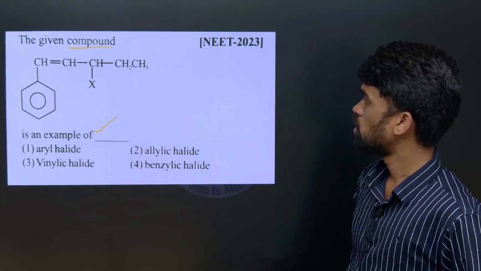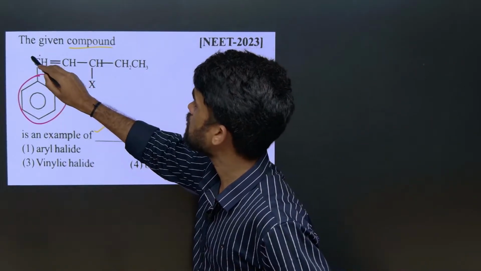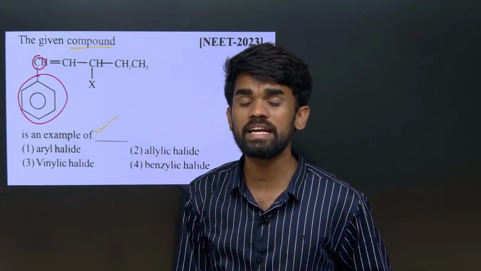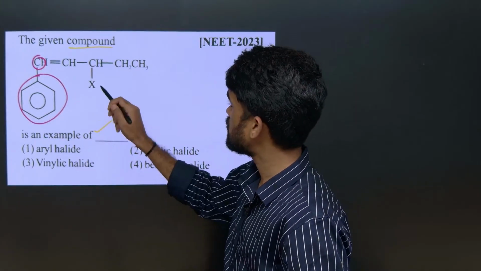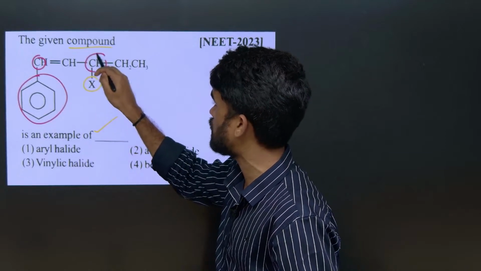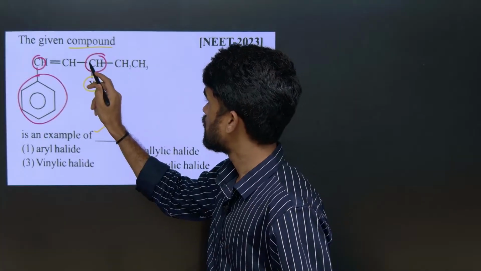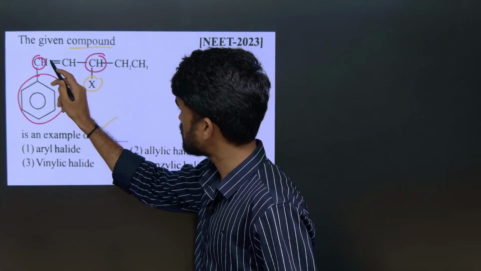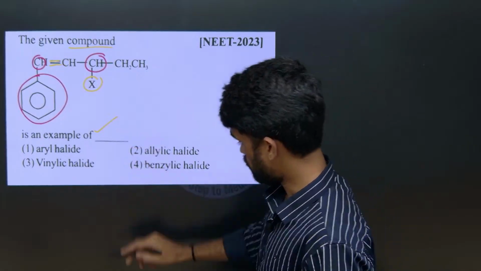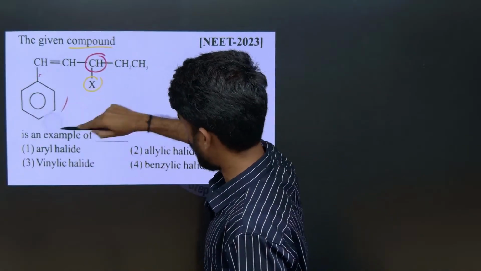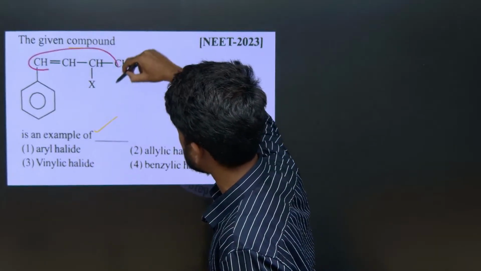Look here, this is a benzene ring. If the halogen were attached to this carbon, we would say it is a benzylic halide, but the halogen is attached to an sp3 hybridized carbon. That sp3 hybridized carbon is attached to an sp2 double bonded carbon. So what position is this? Identify this system.